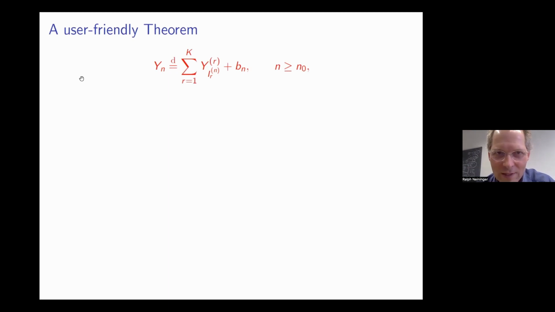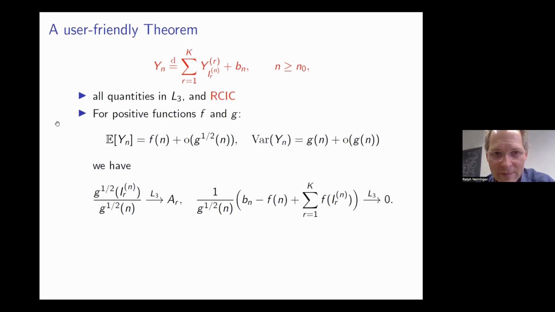So this is the recurrence I started with. I just put the prefactors to be 1. And I assume that they are all L3 integrable. And now I only assume this relaxed conditional independence condition. So Bn can be dependent on these y's. And I assume that we have control in the expectation.